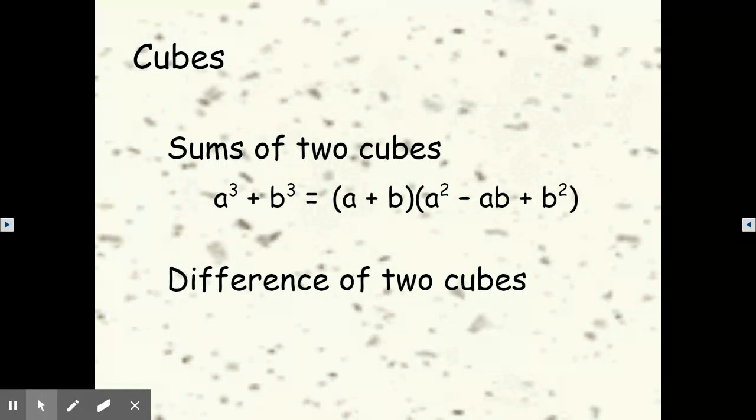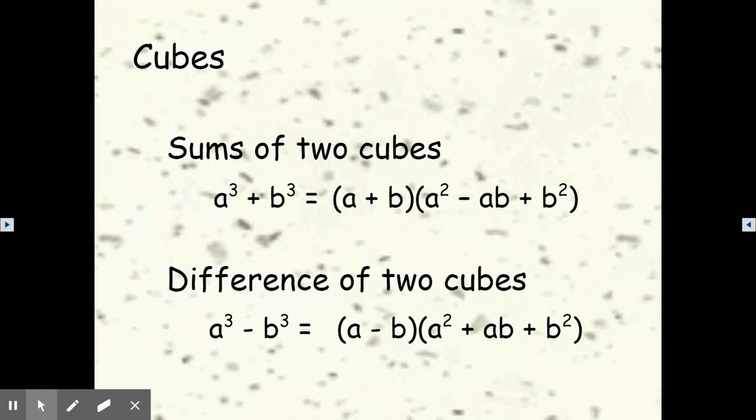The difference of 2 cubes is almost exactly the same as the sum of 2 cubes, except in this case, the minus is in the front instead of in the second place. So in the first equation, we have an a plus b, and then we have a minus after a squared. And in this one here, we can see that it's a minus b, and all the other ones are addition. And you could try that out, and you'll see that you have a cubed minus b cubed.